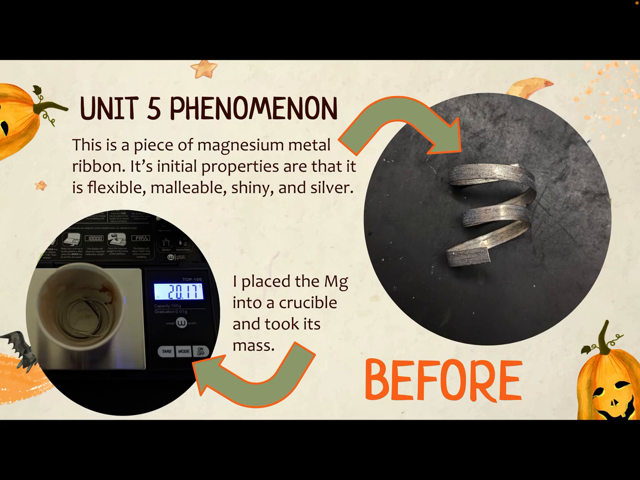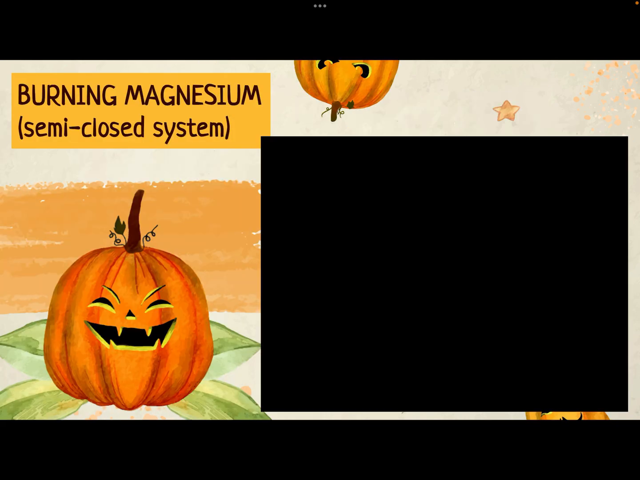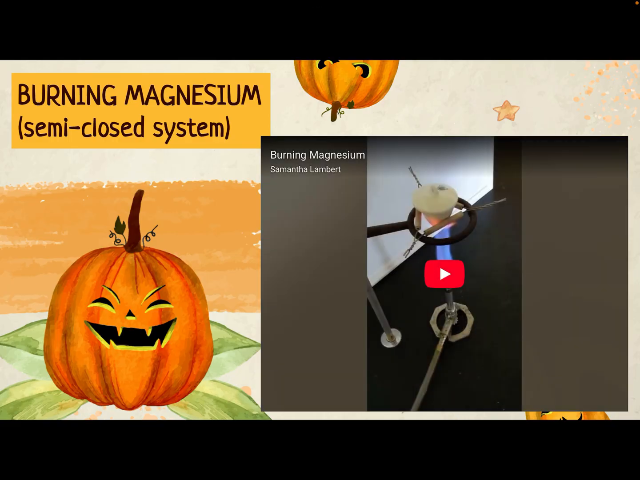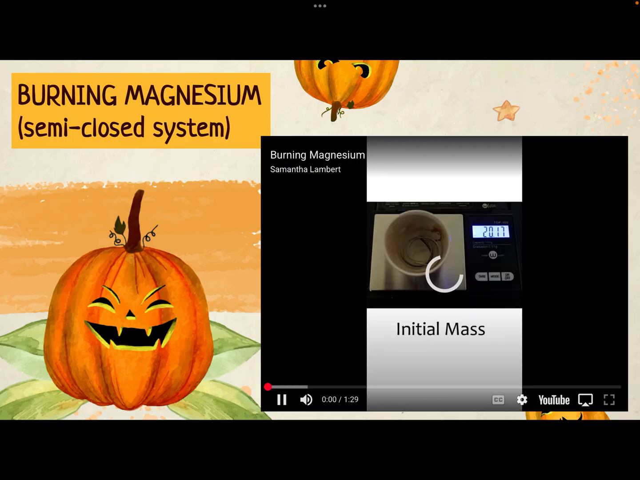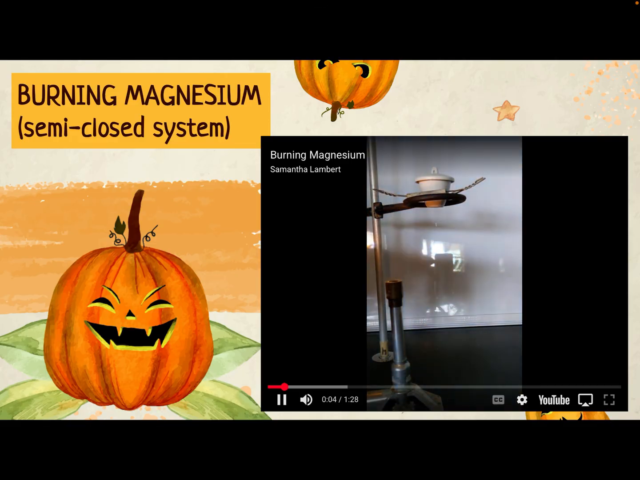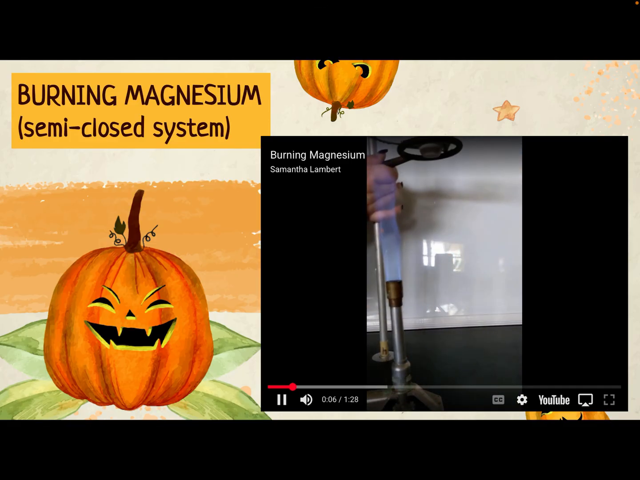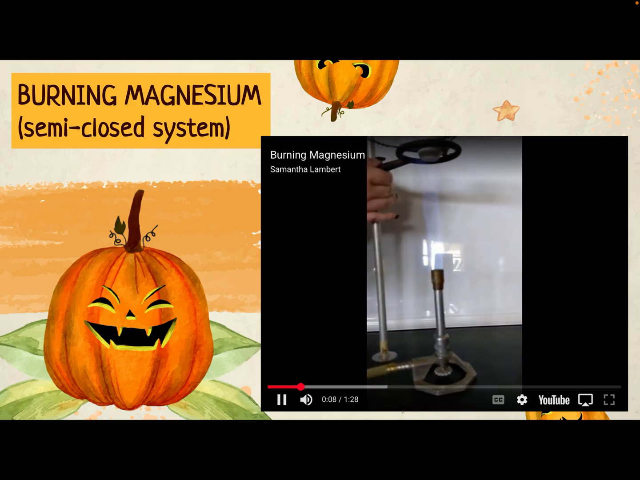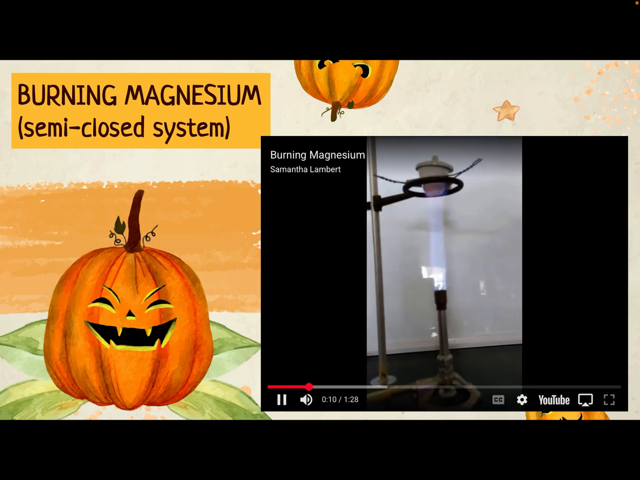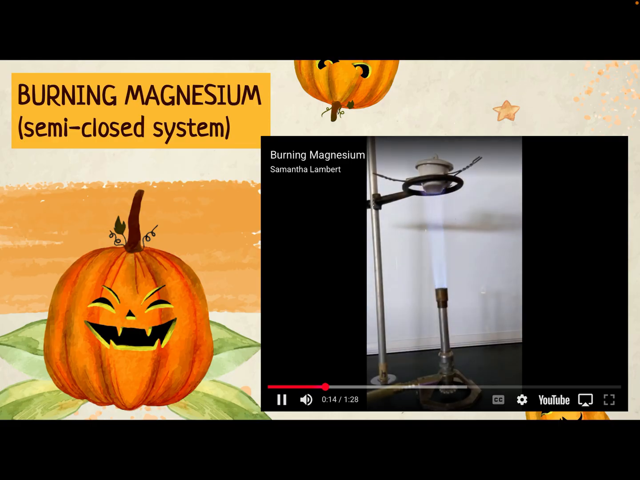So here's what I did with it. I took the magnesium and I decided I was going to burn it. So let me show you the video of what I did. Here's your initial mass again. Okay, so I lit our Bunsen burner. I put it underneath the crucible. That crucible is sitting inside a little O-ring right there. And then inside the O-ring is a clay triangle. That's holding all the pieces together.